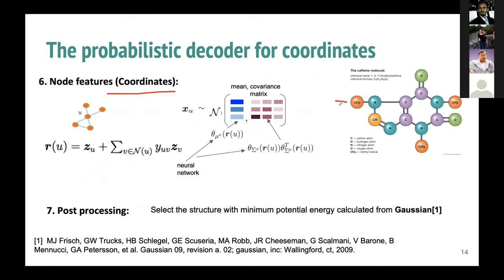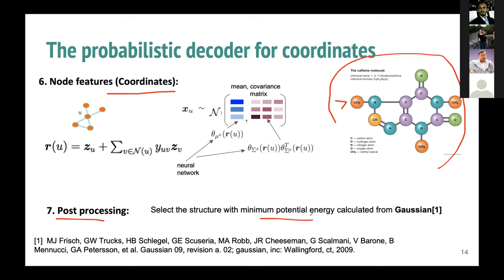And once we get all this information about the graph or the molecule, we do some post-processing to check whether the molecule which we have generated has minimum potential energy, and that can be done through the software Gaussian. Just to tell you, we have chemistry people in this paper, and we are learning a lot from the domain experts, and they are also helping in building up this algorithm.